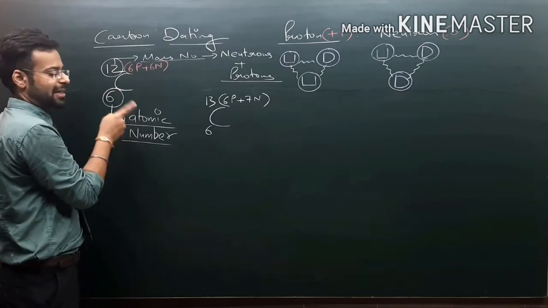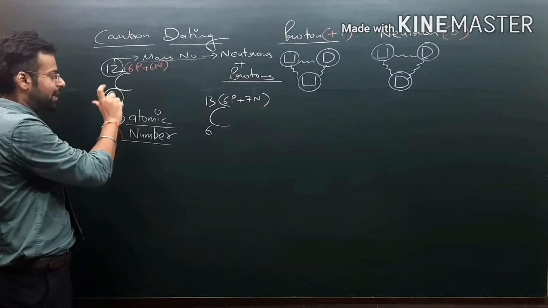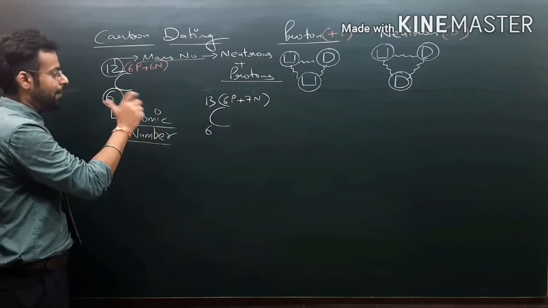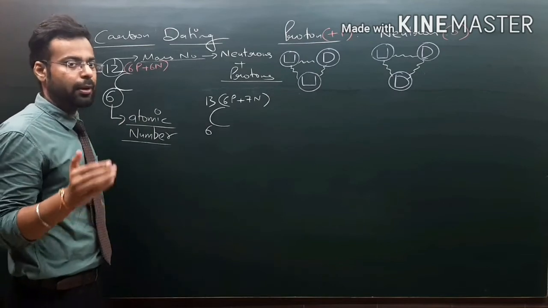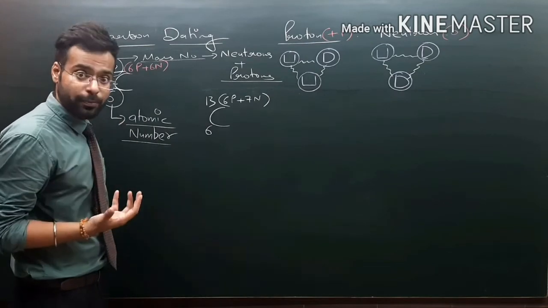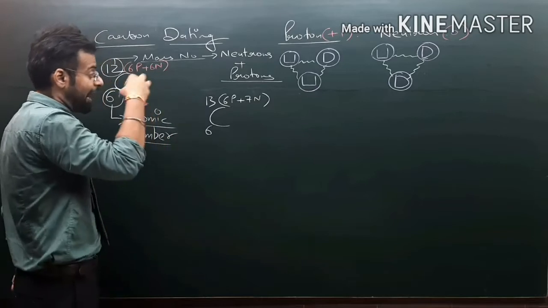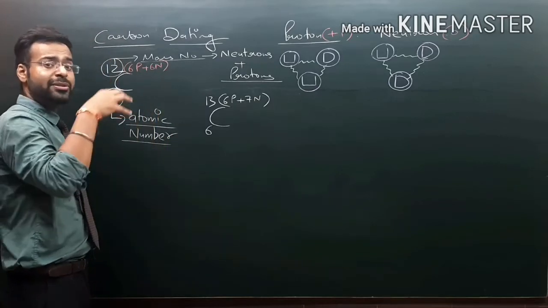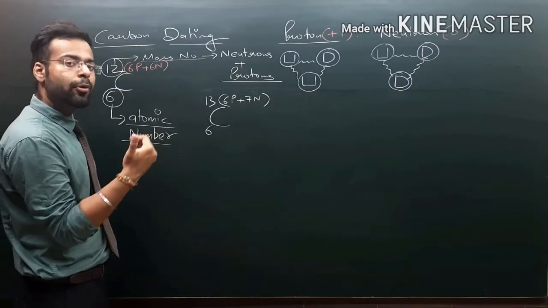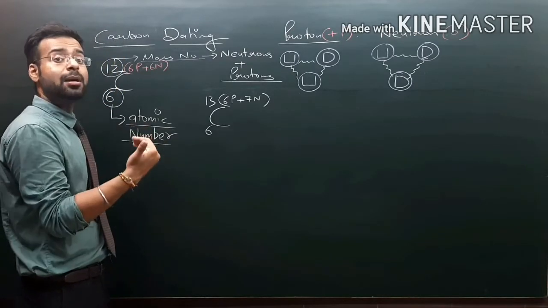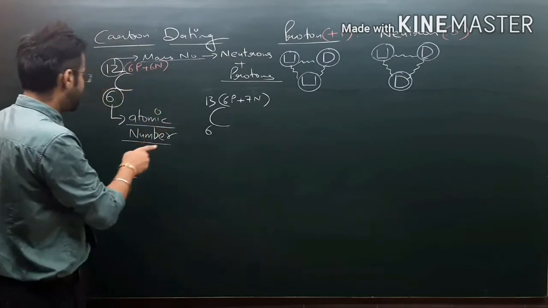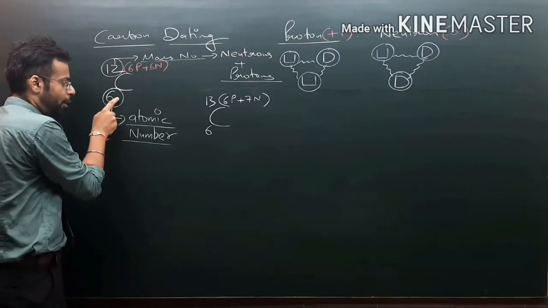Supposing this atomic number is 6, it's carbon. If by chance I change it, I make it 7, then it is no longer a carbon. It now becomes nitrogen. And in nitrogen, which has an atomic number of 7, if I increase one more proton and make it 8, now it becomes oxygen. So remember that this is important.